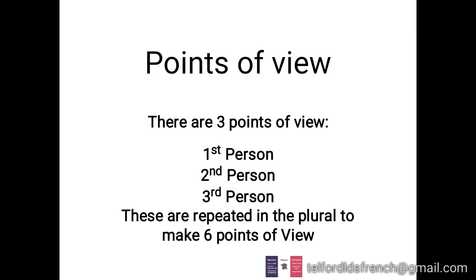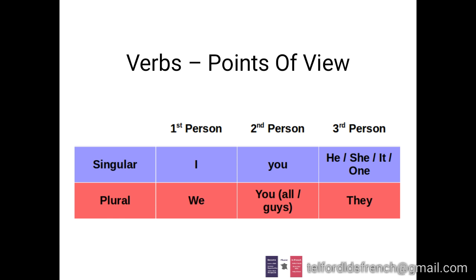These are repeated in the plural to make 6 points of view. Let's have a look at a chart to make this clear. If we look at the top line of this chart, we see the singular points of view. And in the first person, we see the personal pronoun I. We use I when we're talking to someone about ourselves.